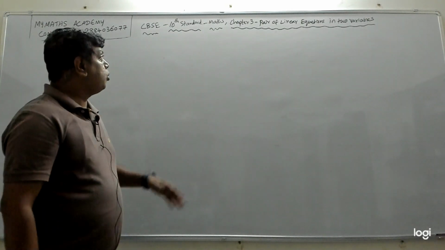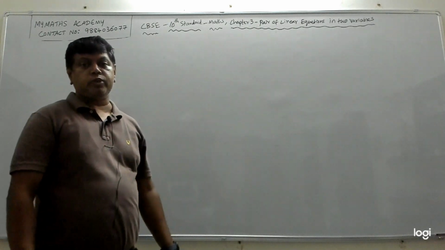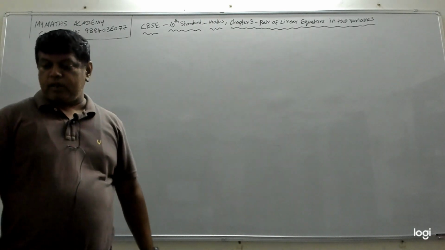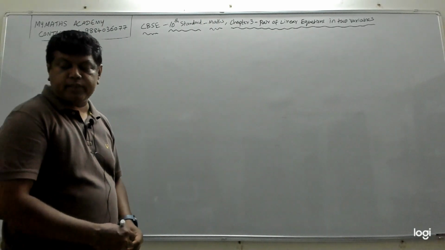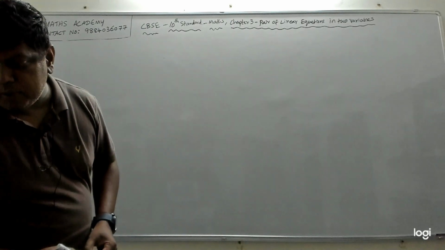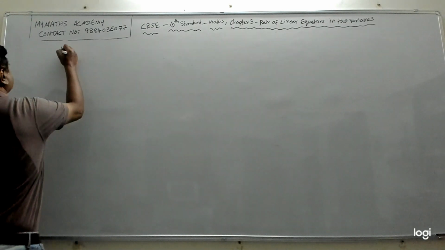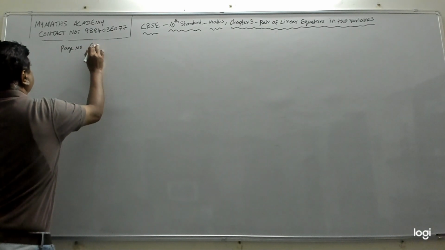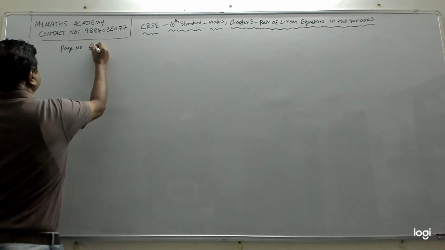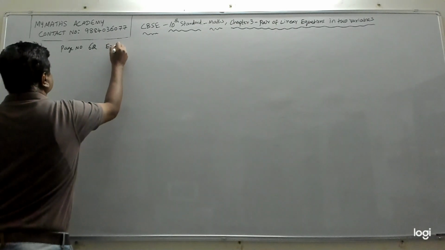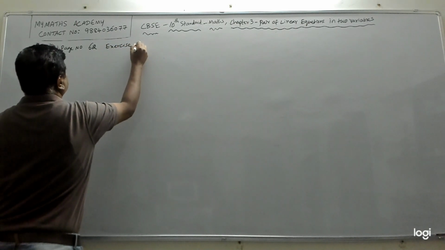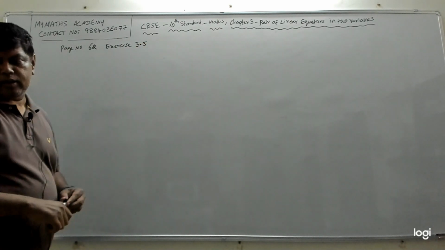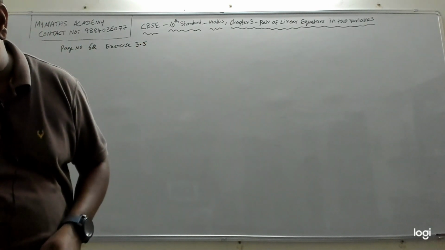In this video, we'll continue with pair of linear equations in two variables for 10th standard CBSE Math. We will continue on exercise 3.5, page number 62 in your textbook. So we'll continue on exercise 3.5 on page number 62.